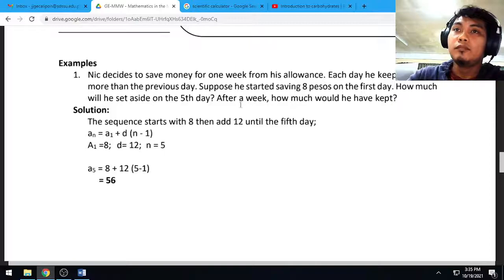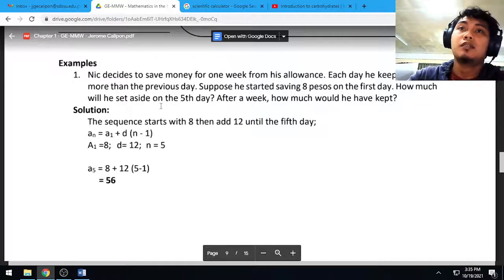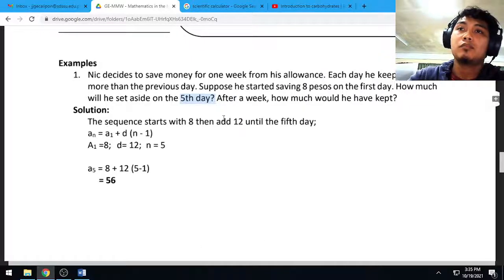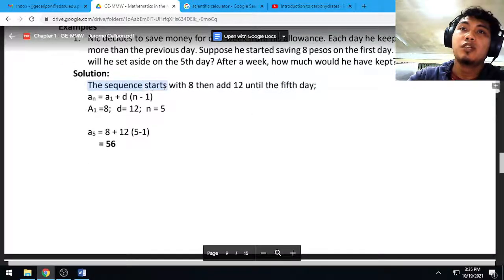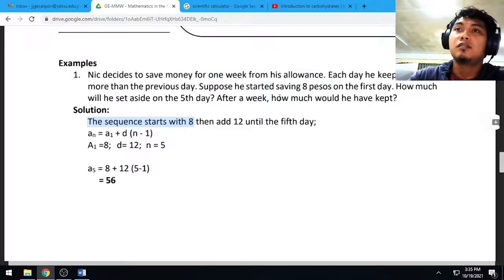Now, suppose he started saving 8 pesos on the first day. How much will he set aside on the 5th day? And then another question. After a week then, how much would he save or kept? Dalawang solution ang gagawin natin. Now, first solution, the sequence starts with 8. Nagsimula daw siya sa 8 peso. First day, mayroon na kaagad siyang 8 peso. And dadagdagan na lang niya ng 12 every day.